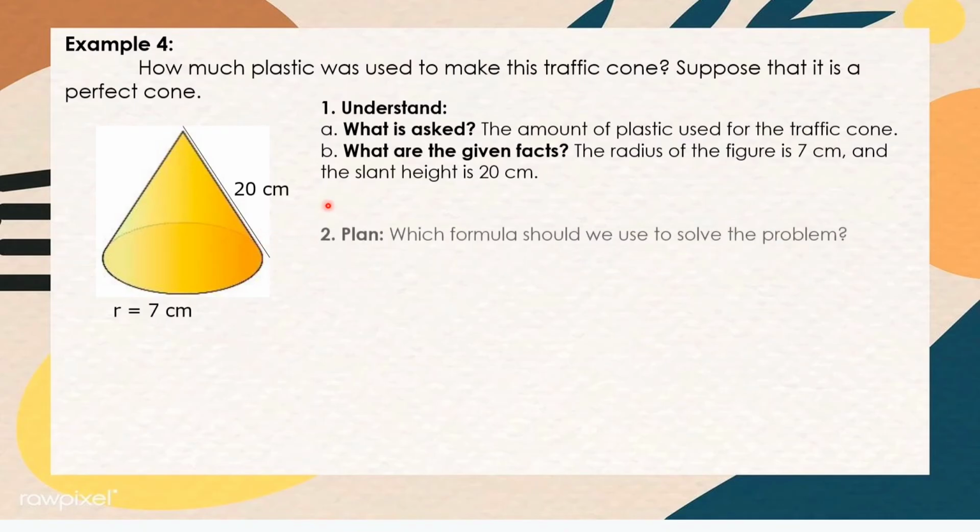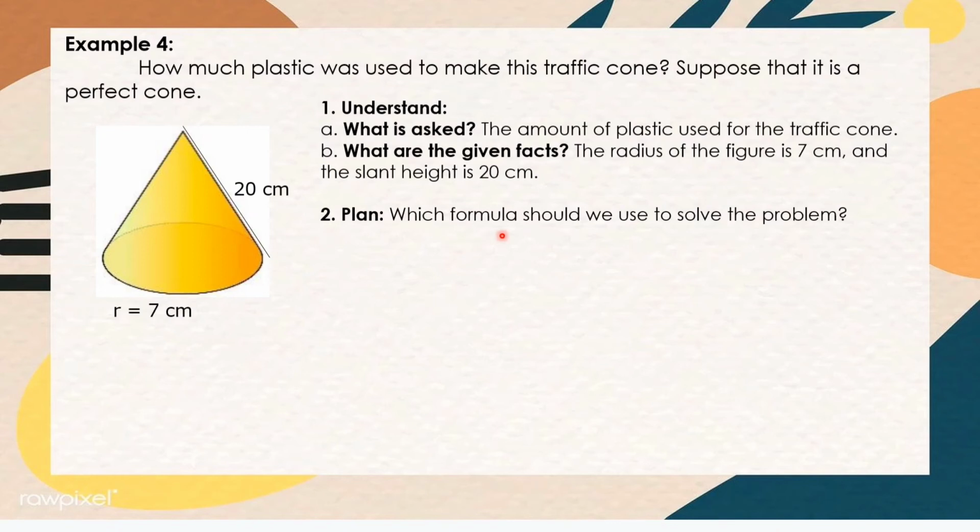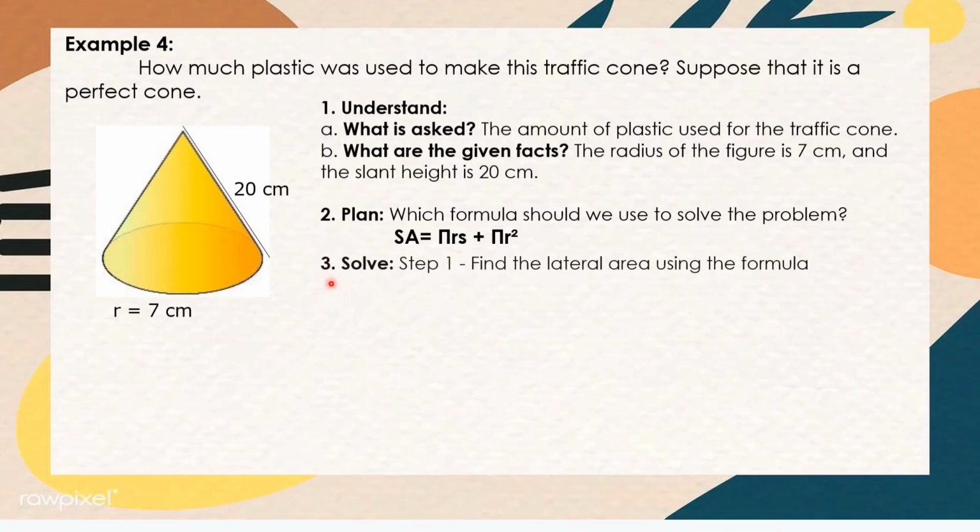The second step is we have to know what formula we are going to use to solve this problem. Since it is a cone, the formula for the surface area of a cone is equal to pi times radius times side plus pi times radius squared. Let's have the third step. We have to find, step 1, the lateral area using the formula. The lateral area is equal to pi times radius times side.